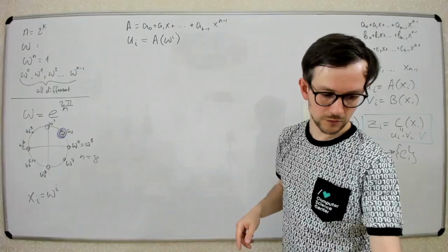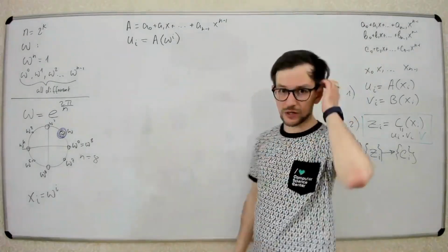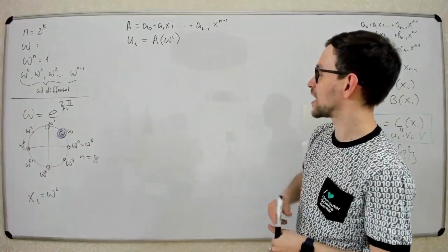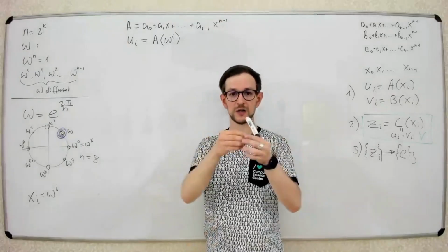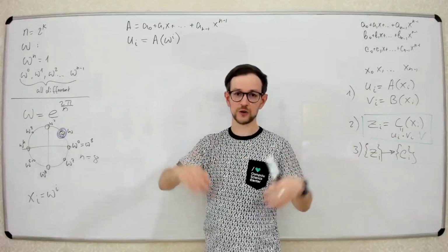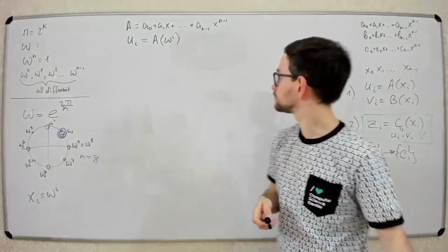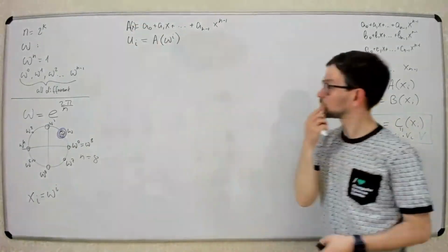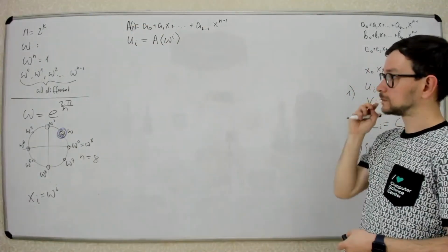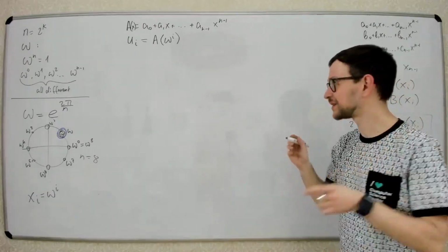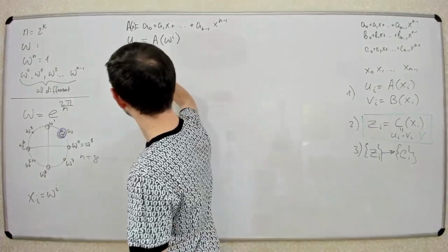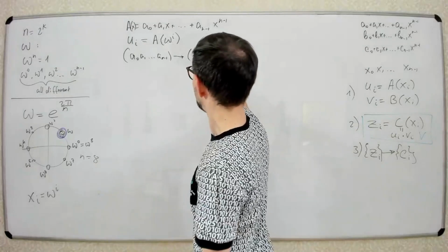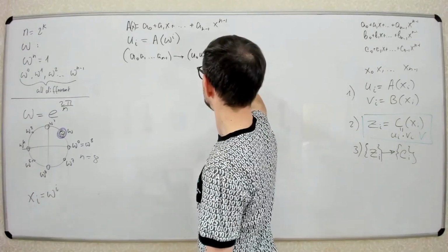X is the basic polynomial. No, x is just a free variable, so I won't use x. I don't need this x. I need only coefficients of this polynomial. So I take the array of coefficients and I return the array of values. Once again, my algorithm takes values a0, a1, and so on, an minus 1, and constructs a list of values u0, u1, and so on, un minus 1.